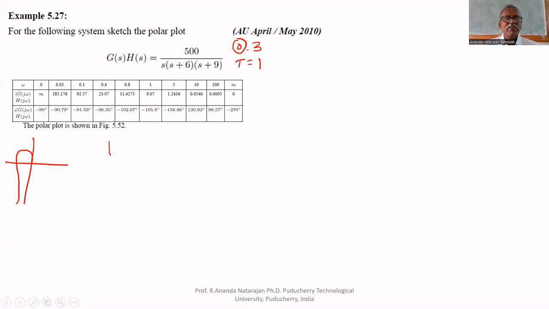The type number will tell the starting point. So type 1 means it starts here. Now we will see the plot.